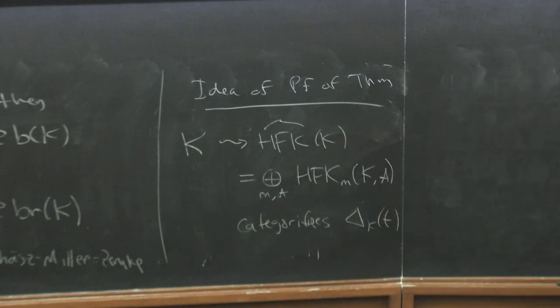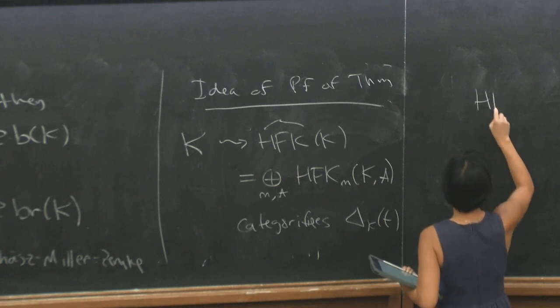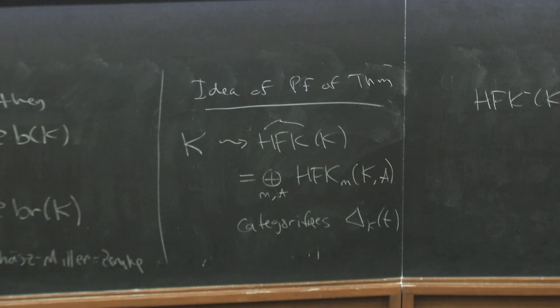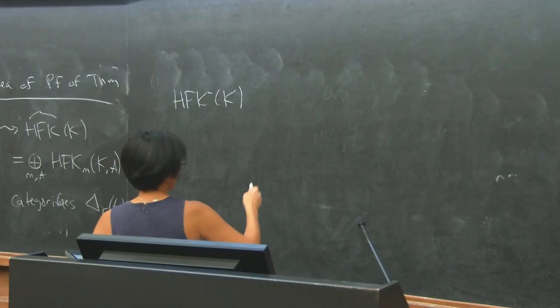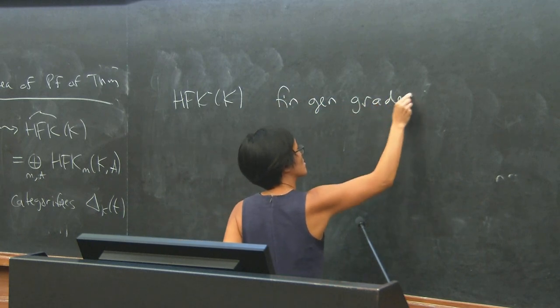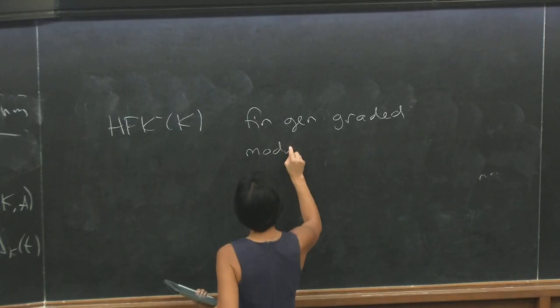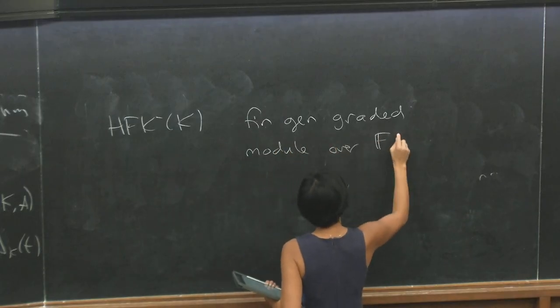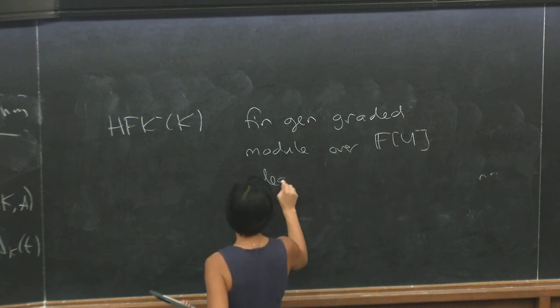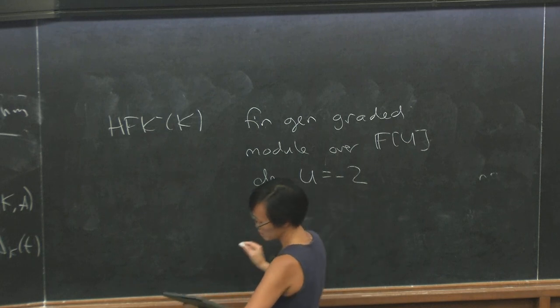The flavor of knot Floer homology that we'll be using is the minus flavor, HFK minus of K. The graduate students who are here heard me talk about this last week. This is a finitely generated graded module over the PID F adjoin U, where the degree of U is minus 2.